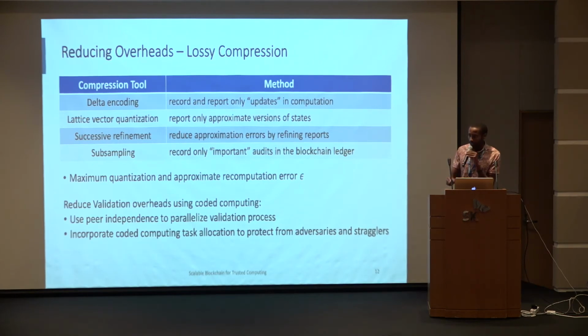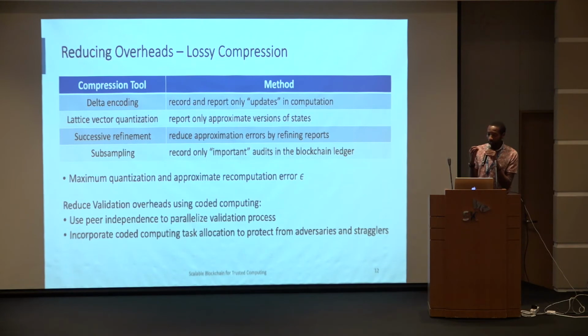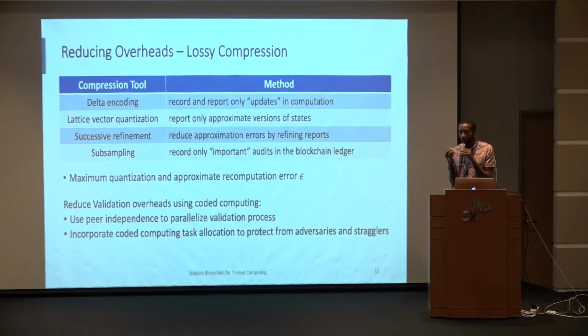We also did lattice vector quantization, where we report only the approximate version of the states. In this case, we quantize the different state differences using lattice vector quantization. We also did successive refinement, whereby a reported state might have compression errors leading to invalidation, in this case, if it's compressed too costly.